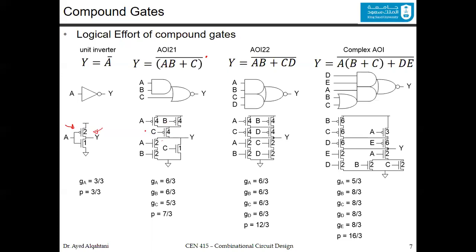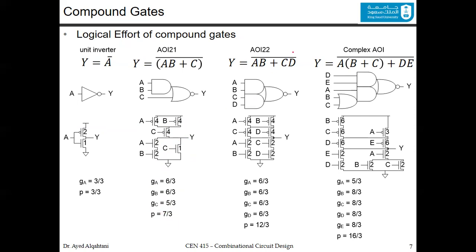Now, from that, you can get the logical effort for A, B, and C. You can notice that the logical effort for A is the input capacitance, where it is 2 plus 4, 6/3. Similar for B, but for C, it's slightly different since the sizing is different for C. So it's going to be 5/3. If you want to find the logical effort for the whole circuit, you can average these 3 numbers. Now, for the parasitic, you look from the output side, where this output is connected to 4, 2, and 1, which is going to be 7. And you compare it to the inverter, which is 3, so 7/3.